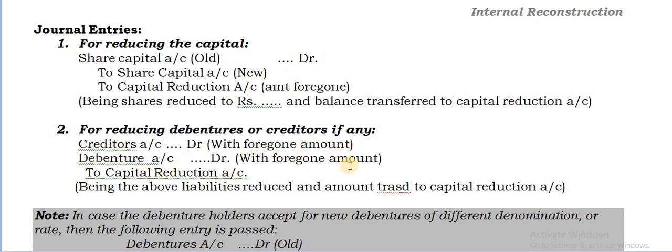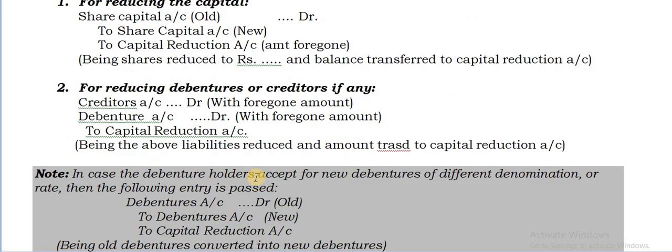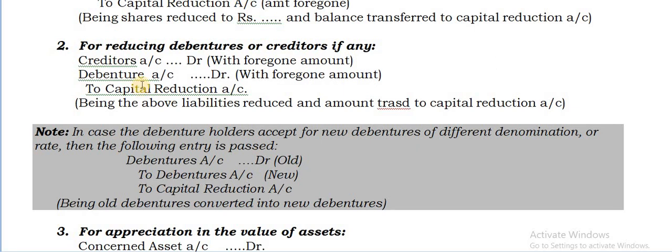If debentures amount is foregone, debentures account debit to capital reduction account. Okay, sometimes what happens, these old debentures may be replaced with new debentures. So if there is any change in the denomination of the debentures, in that case you have to pass this entry. Debentures account debit is the old, give a credit to debentures account, and to capital reduction account.